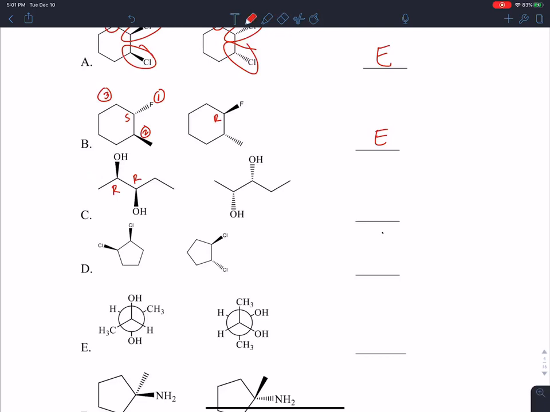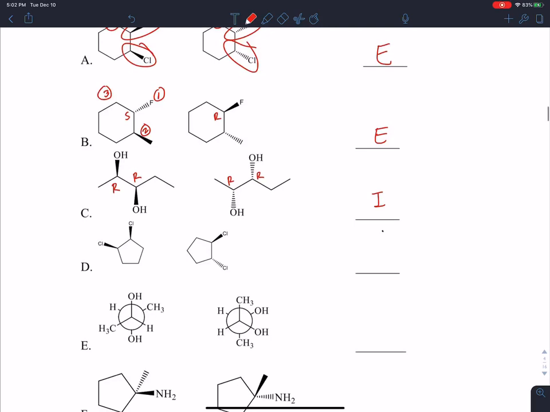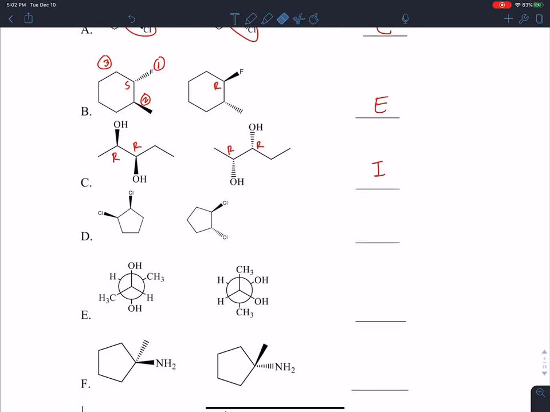If I do the other side, right here, I get 1, 2, 3. This is right now S, but I need to flip the answer because H is in the front. So this one is R. The other one is 1, 2, 3. Again, it looks like S, but you need to flip the answer, so it's R. And as you can see, I have the same thing. So this is indeed actually identical. Cool. All right, next question.